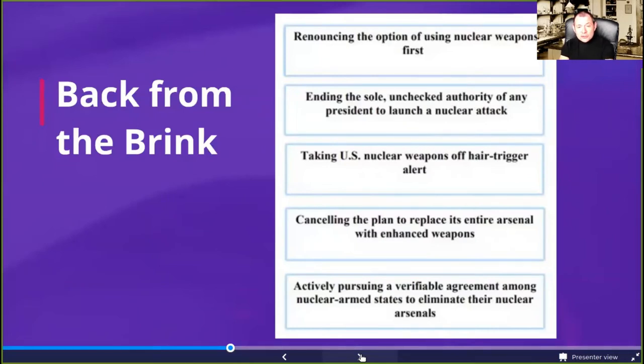Taking the US nuclear weapons off hair trigger alert. They are on hair trigger alert, even now. If they were taken off the hair trigger alert, perhaps other nuclear powers would do the same thing.